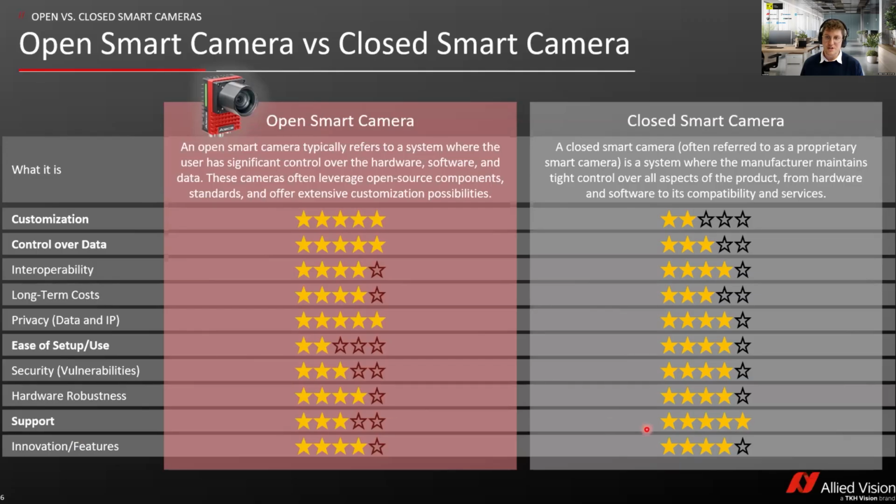The support is a little bit higher with open smart camera systems because you integrate them at the end customer to solve the problem of the end customer. So you really need to go into the field and solve the problems.